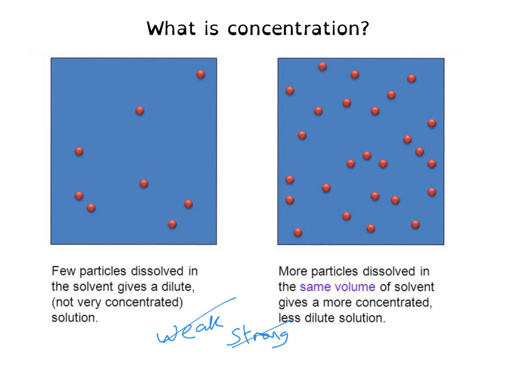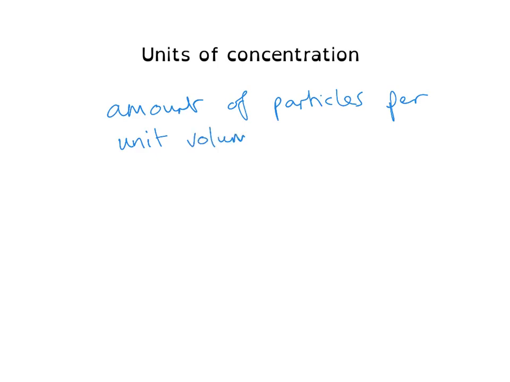But actually, most of the time, because we're looking at calculations, we want a value, some sort of number to measure concentration in. So the units of concentration, well, we're looking at how much stuff, so amounts of particles per unit volume. That means that the units of concentration involve two other units. Like speed in physics, speed is a measurement of distance divided by time. So our units would have two units in them, meters per second, miles per hour, something like that.